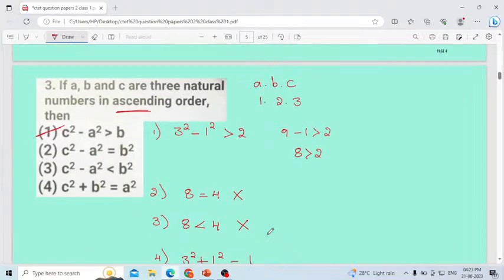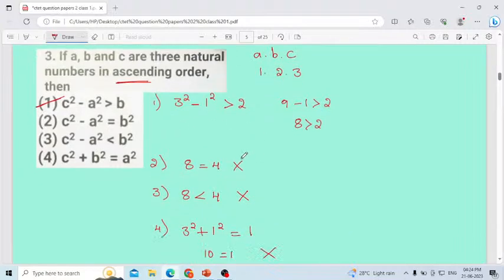This is a very easy question. Here, if a, b, c are any three natural numbers in ascending order, all the numbers will be in ascending order from smaller to bigger. Here they are asking which one of the 4 options is the correct one. Substitute, you will get the value. First option is the correct one because 8 is greater than 2. Only this one is satisfying. The other 3 will be wrong.